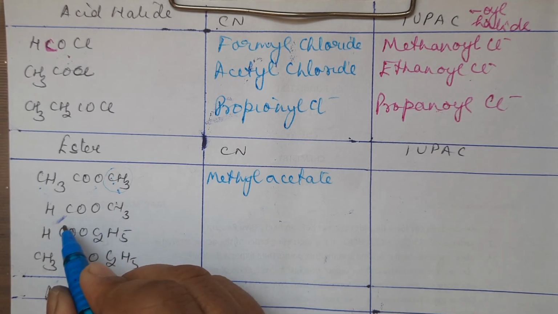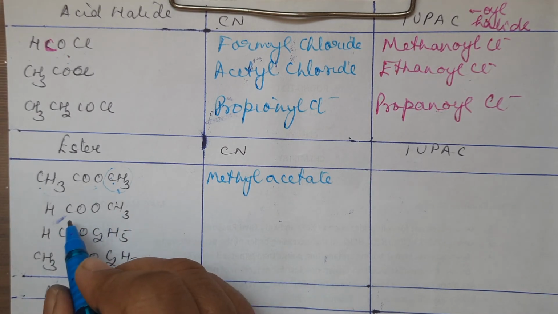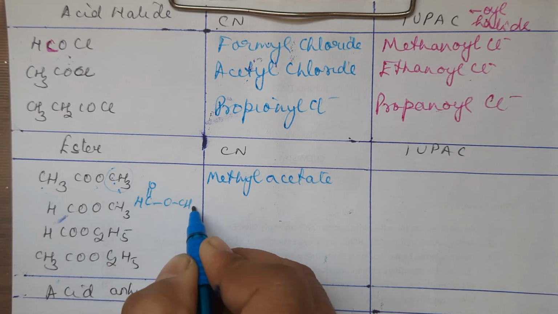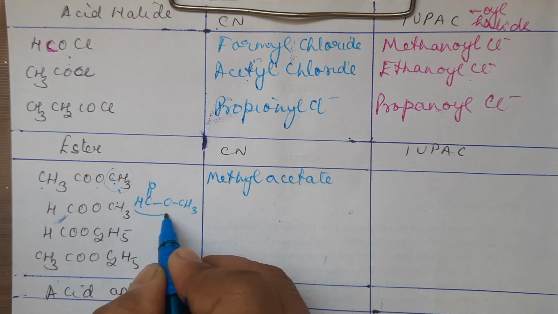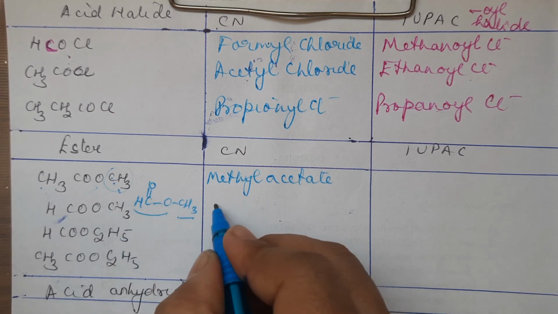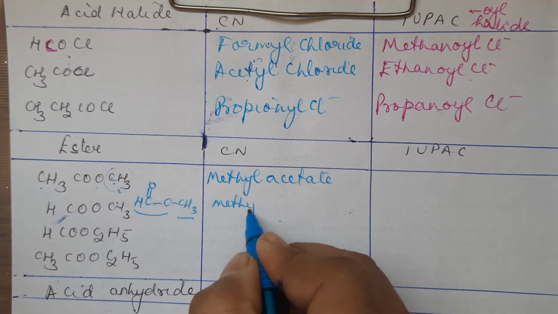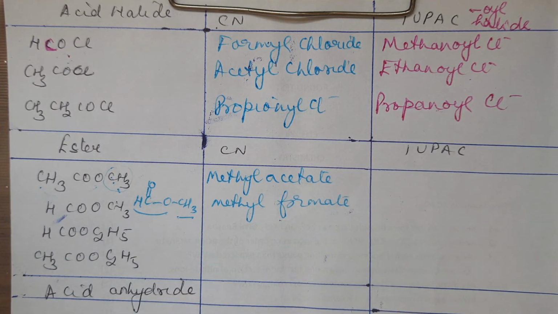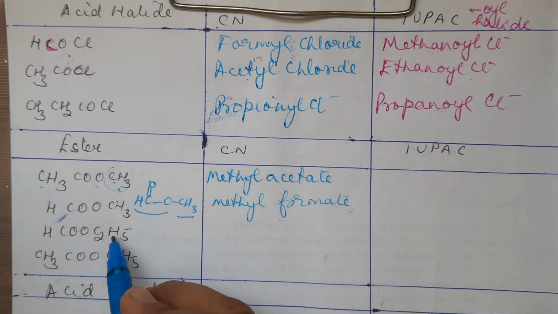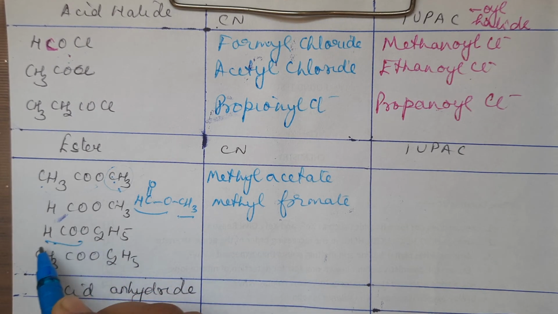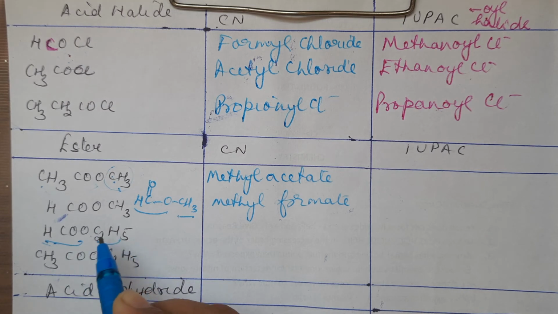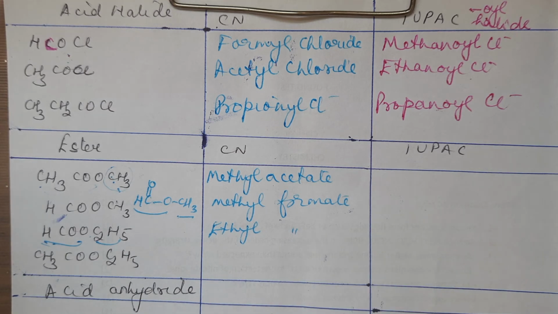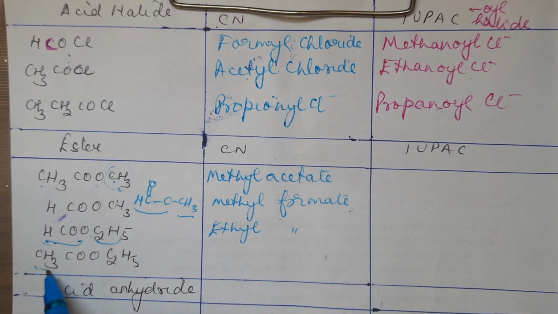This is obtained from formic acid. Don't count from this side. If I draw the proper structure, it is HCOOCH3. It's a derivative of formic acid. The methyl group is attached to formic acid. So the name becomes methyl formate. Methyl formate. Okay, got it? This one is also obtained from formic acid. HCOO and an ethyl group is attached to it. So the name is ethyl formate. This is obtained from acetic acid.